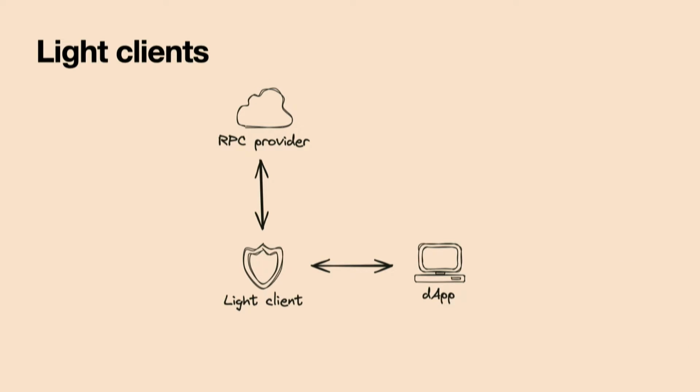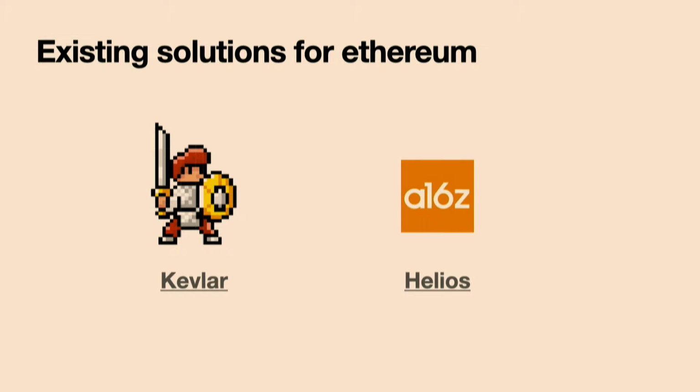It's called light clients. A light client is a super lightweight, efficient node that you can run on your phone. It talks to a centralized RPC provider, for example, and only syncs the state that your web application needs, and it can do that in a trustless way. It can check everything that the RPC provider returns, so if the RPC provider tries to tamper with the data, the light client will detect that. You can use this light client as your RPC node. If you have a wallet, for example, it's a reasonable way to do verifiability for the RPC. And for Ethereum, there are existing solutions like Kevlar or Helios that you can use right now.